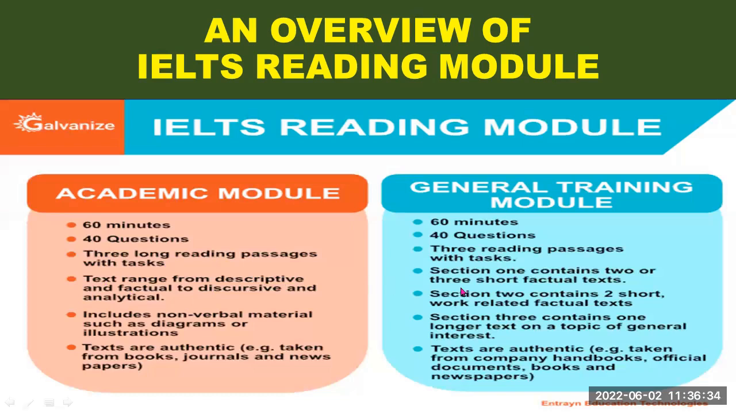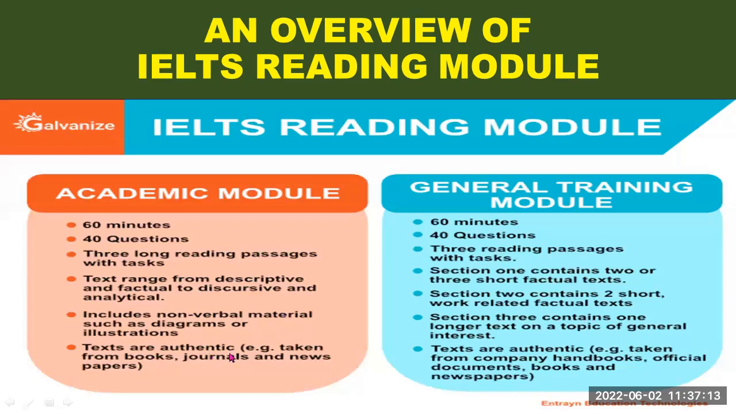All right, but here, section 1 contains 2 or 3 short factual texts. Then section 2 contains 2 short work-related factual texts. All right, but here you see it includes non-verbal material such as diagrams or illustrations. That's the academic module. Here, section 3 contains 1 longer text on a topic of general interest, you see.